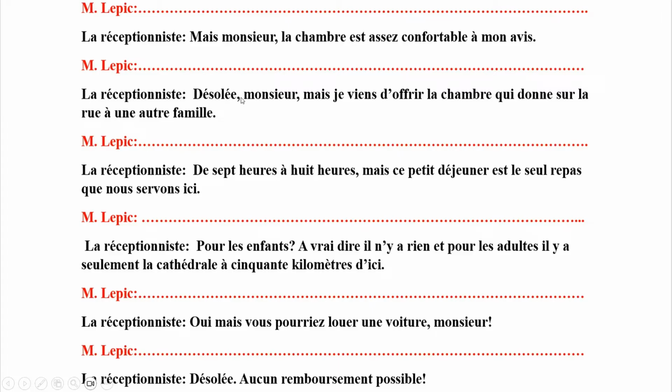Based on what was said here, we have an idea of what Monsieur Le Pic said. It has to do with the room overlooking the street, which means the room that he would have asked for before was the room overlooking the garden, when he was given the choice between a room overlooking the garden and a room overlooking the street. Because we can see from what the receptionist says, she just offered the room overlooking the street to another family.